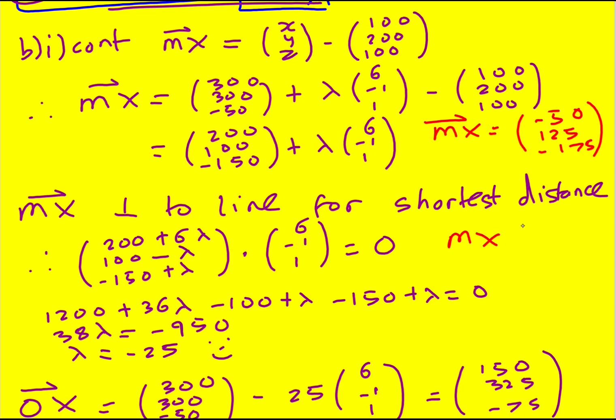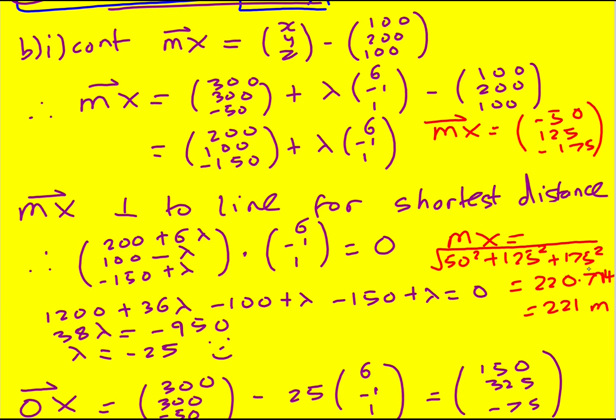Then for MX, you can just use 3D Pythagoras. We just do 50 squared plus 100. You can ignore the negatives, plus 125 squared plus 175 squared, square rooted, which gives 220.794, or 221 meters.